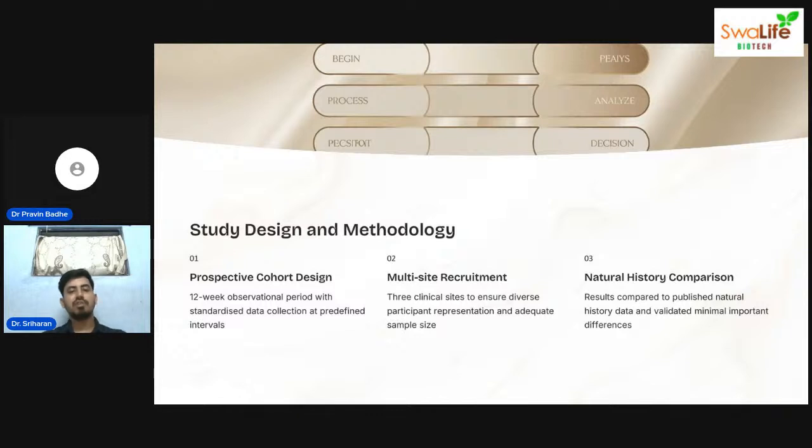So in here itself, you see multiple site. Why are we using multiple site recruitment? Because to attain the sample size. We are collecting the sample from multiple sites.